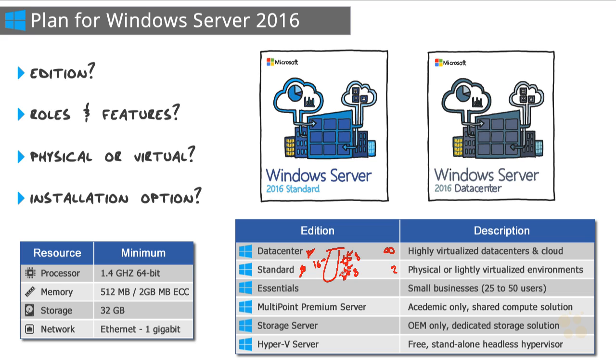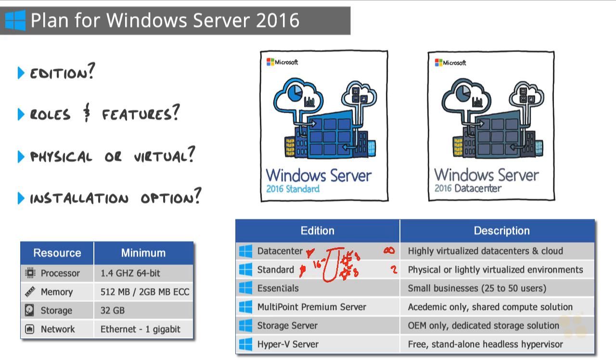Now, what if I have less? What if I only have, say, 10 cores or 12 cores in a machine? Doesn't matter. Your minimum is 16, so you'll still need to license those machines as if they had 16 cores. So what this all boils down to is that it's more granular, and it's going to require a little more thought and planning on our part to ensure that we're properly licensed and we're choosing the right edition for our needs.